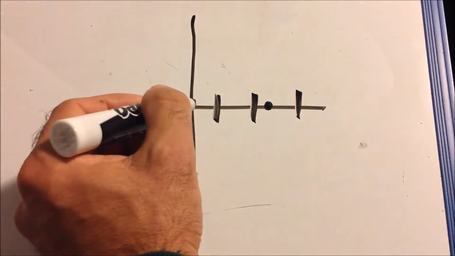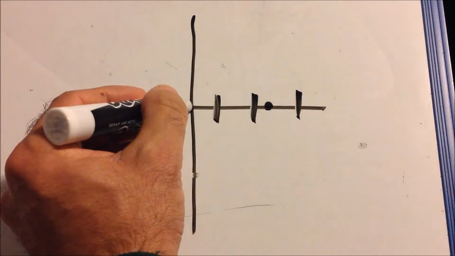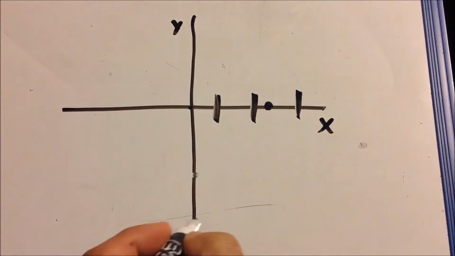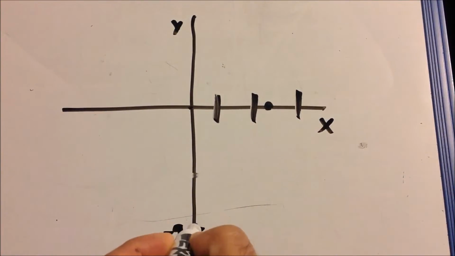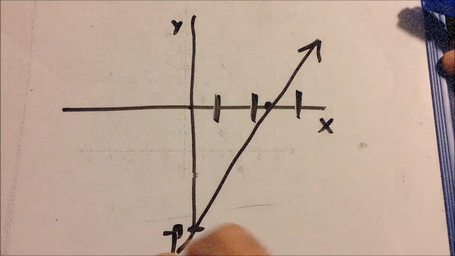And we know that when y is 0, that's where x is. And we know also that, remember, this is the x and that's the y. We know that at -9, that's where it'll cross the y-axis. So we have a rough sketch here of what this line looks like.